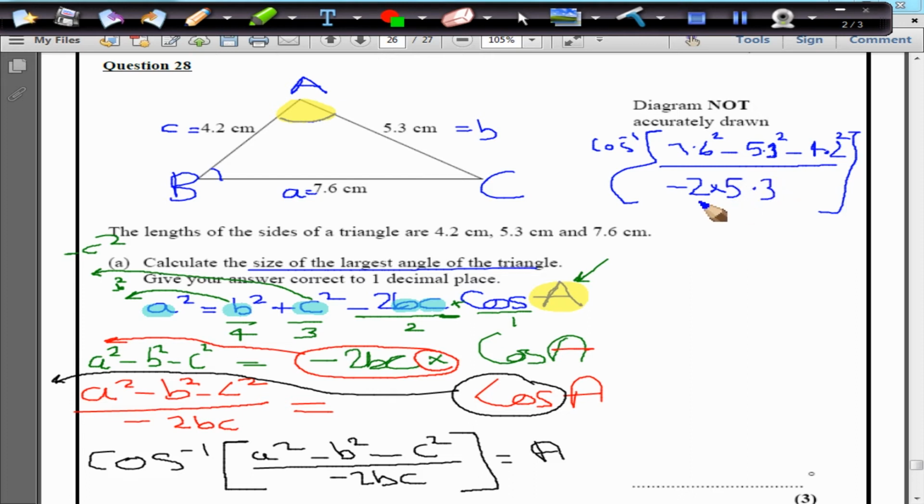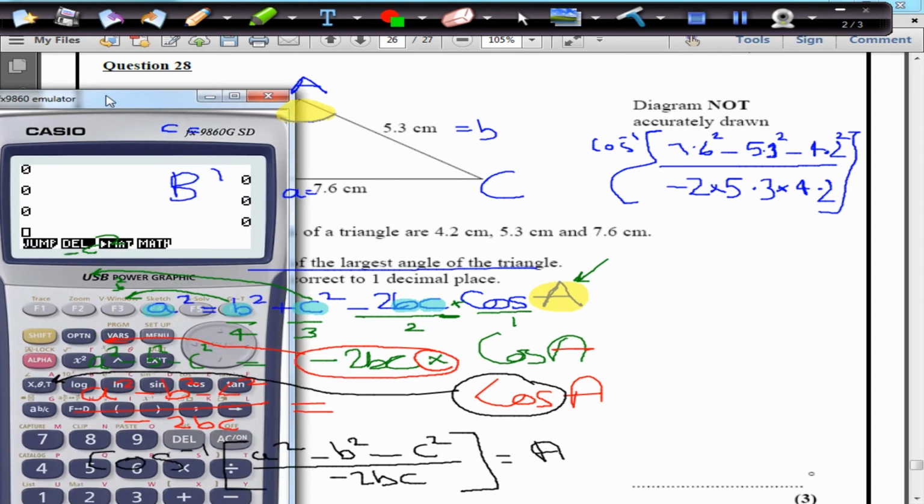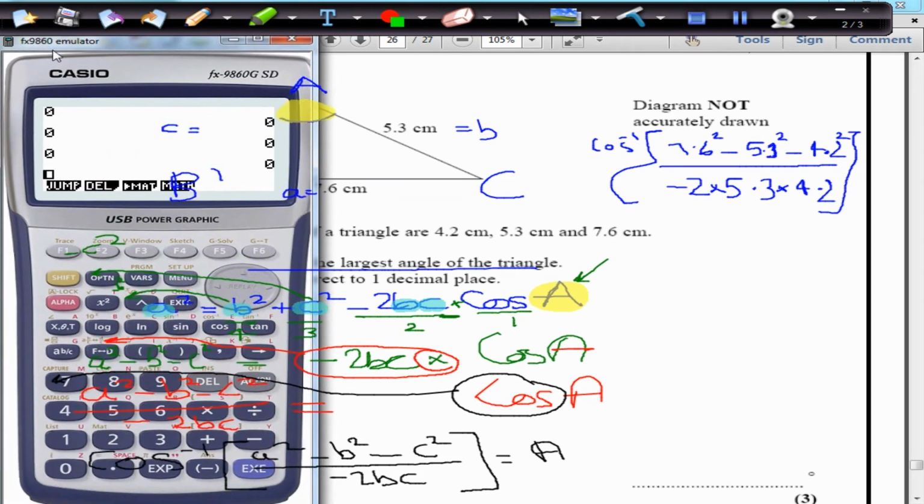Okay, Idris, what's the C value? 4.2. The most important thing now is we need to make sure we get it right when we put it in the calculator. Okay, folks, grab your calculators. Is it 5.3 at the bottom? Yeah, minus 2 times 5.3 times 4.2. Now, we're going to enter all of this. Yes, minus 2, because the opposite of times by minus 2bc is divided by minus 2bc. The minus doesn't change.